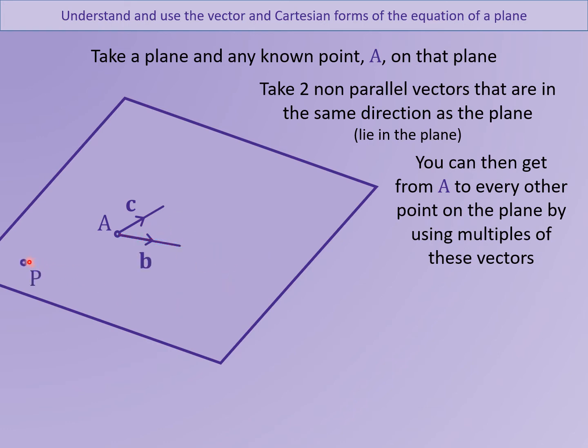And it works on points on this side as well. So if I want to get to there, I could go back on B, but that's fine, as long as it's in the same direction. So some amount of B and some amount of C. So every single point, I should be able to get to it. And in fact, that's how Cartesian grids work. From the origin, you can get to any point by going a certain amount across and a certain amount up.